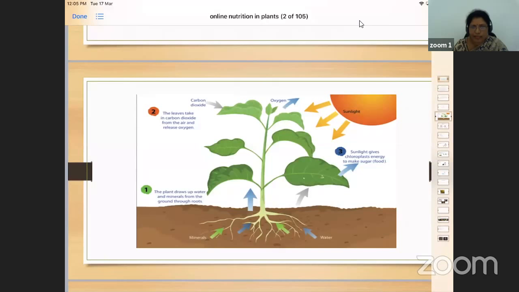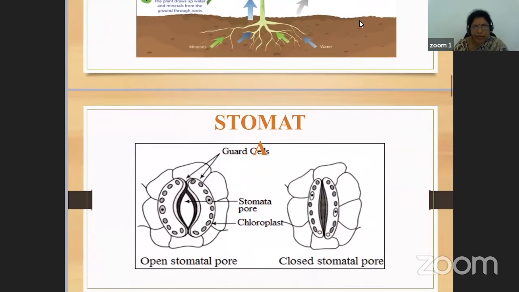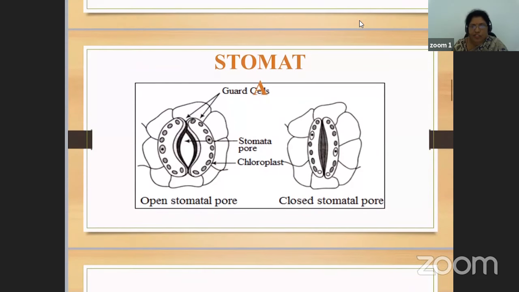What all are essential for photosynthesis? Carbon dioxide and chlorophyll, sunlight and water. And from where do we get all these? And you have also seen the structure of stomata. There are two bean-shaped guard cells which help in opening and closing of the stomata, which will enable the gaseous exchange.